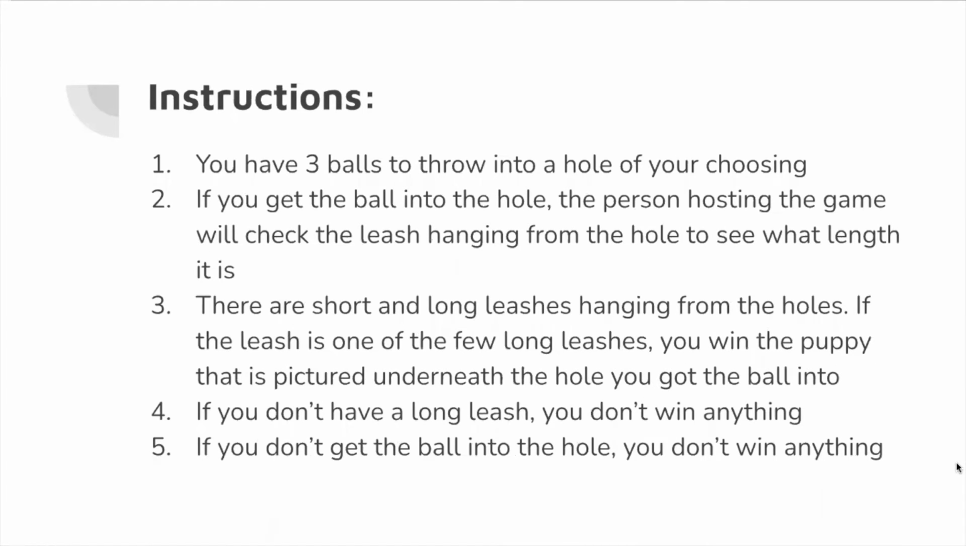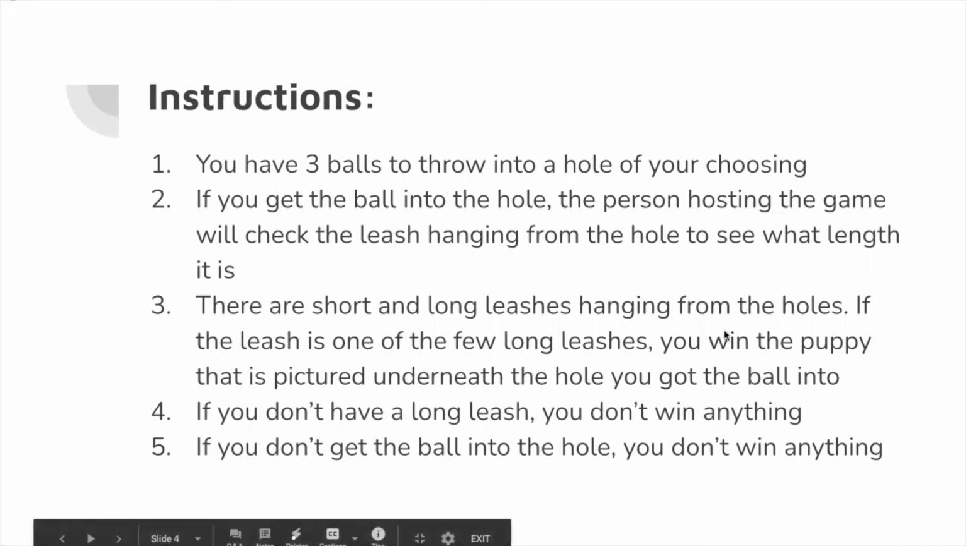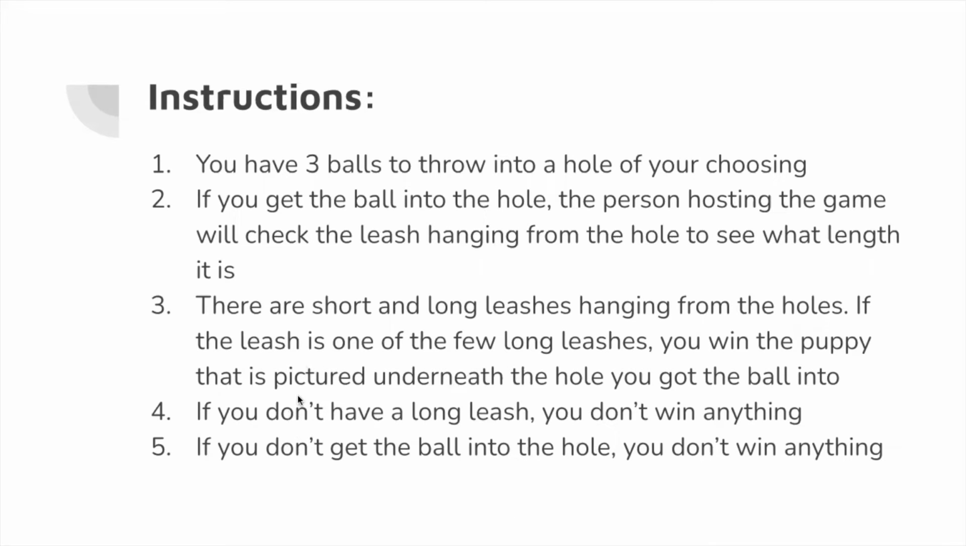The instructions of the game are pretty simple. First, you have 3 balls to throw into a hole of your choosing. Second, if you get the ball into the hole, the person hosting the game will check the leash hanging from the hole to see what the length of it is. Third, there's a short leash and long leash hanging from the holes. If the leash is one of the few long leashes, you win the puppy that is pictured underneath the hole that you threw the ball into. If you don't have a long leash, you don't win anything. And if you don't get a ball into the hole, you also don't win anything. So you want to get the ball in the hole, and you want to try to figure out which one has the long leash.